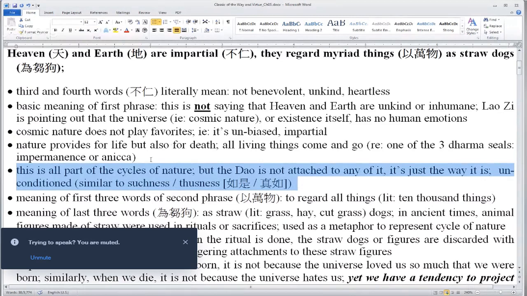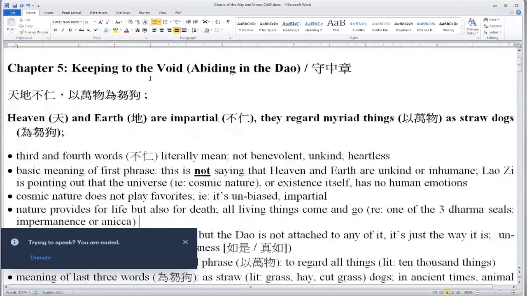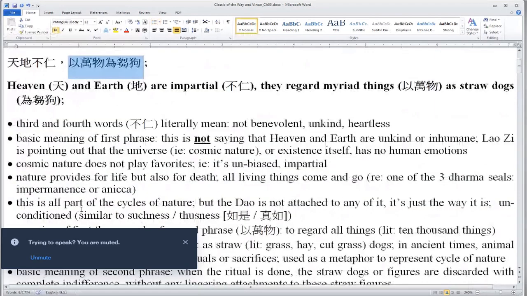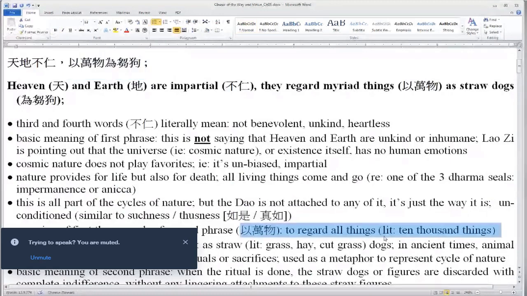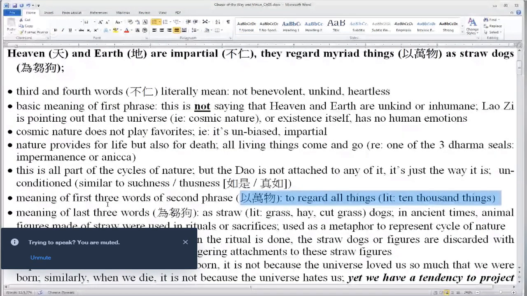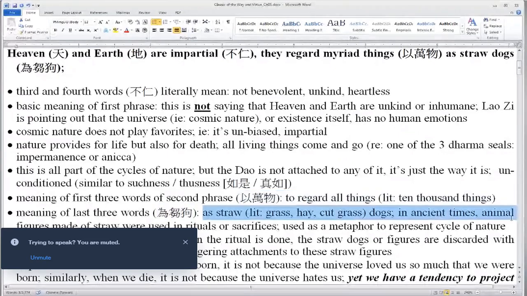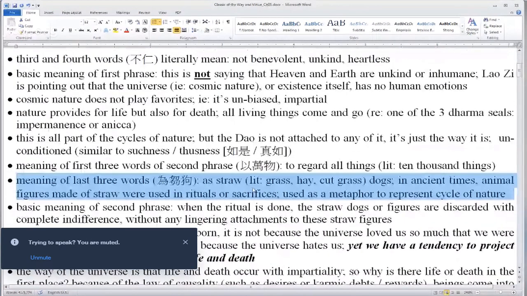Then the second phrase. 以万物 means to regard all things, literally 10,000 things. The last three words, 为刍狗, mean straw dogs. In ancient times, figures were made out of straw, usually animal figures, though there could be other figures or objects. They were made of straw, and they were used to sacrifice, to burn. That was part of the ancient rituals.